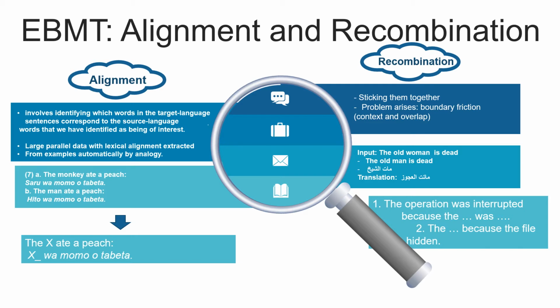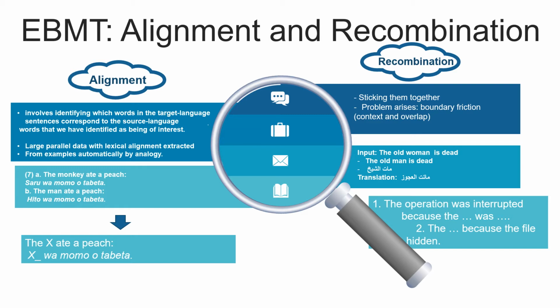From the sentence pairs in number 7, we can assume that the difference between the two English sentences, monkey versus man, those are the only two different words in the sentences, corresponds to the only difference between the two Japanese translations, the two different words in the sentences. Therefore, we can assume that the remaining parts in the two sentences and in the two corresponding translations are partial translation pairs as well.